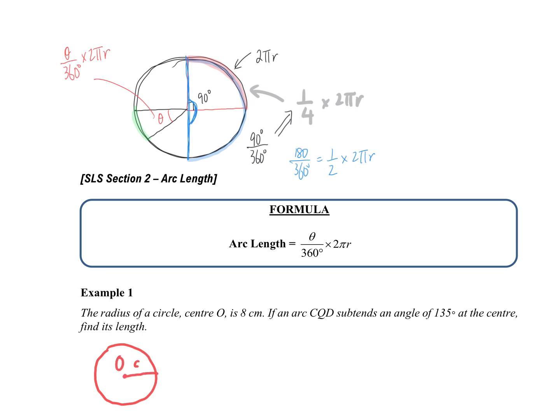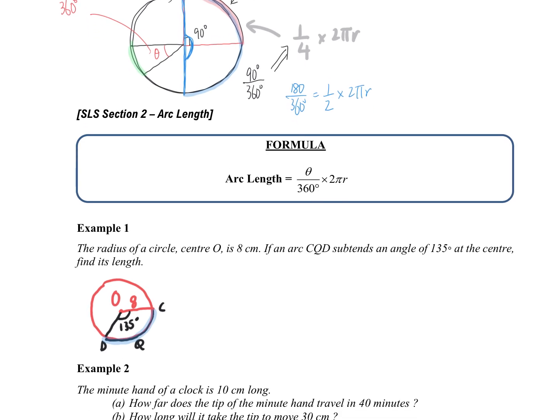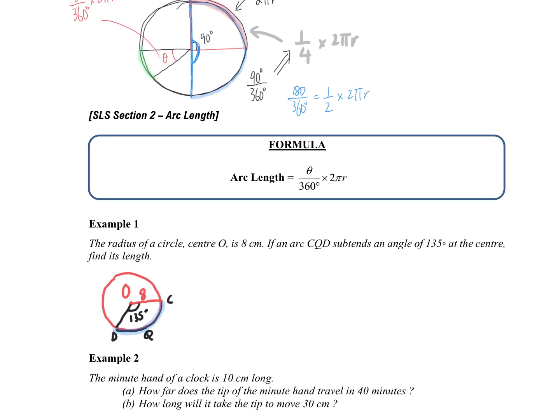Okay, so they say I have a circle with center at O, and the radius is 8. I have an arc CQD that subtends an angle of 135 at the center. So 135 maybe like this. This arc, they call it CQD, and it subtends an angle of 135 at the center. So can you find the length? What is the length of this blue arc?